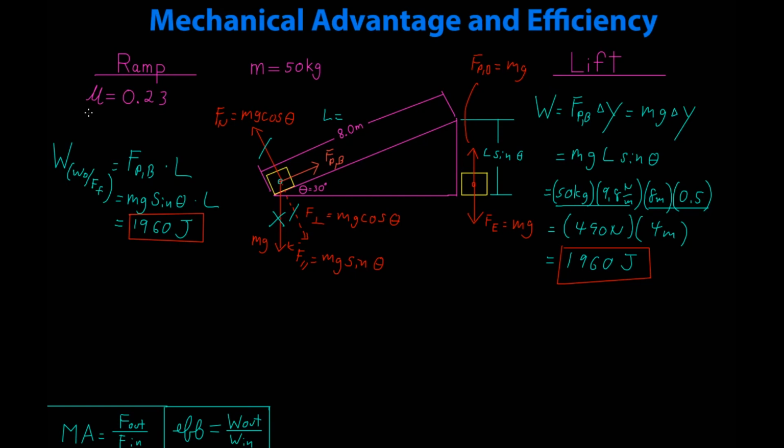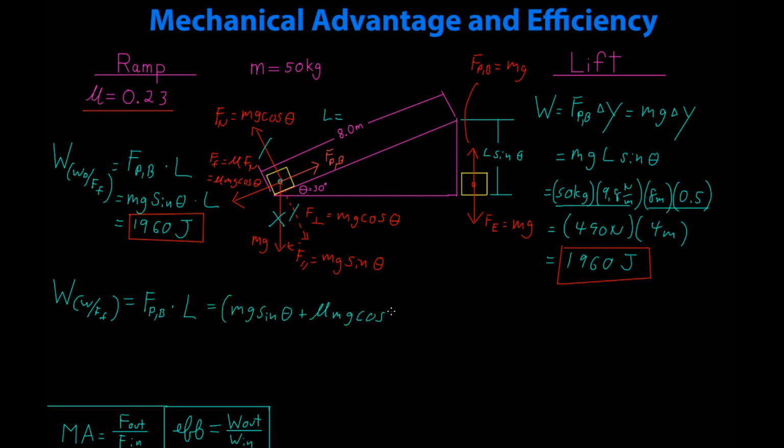But the first thing I'm going to do is add friction to the ramp. Now, that means I have a frictional force going this way. Force friction is mu times force normal, which is mu mg cosine theta. So work with friction on the ramp would still be force person on box times L, except force person on box would now be longer because the person pushing now has to account for friction and for force parallel.